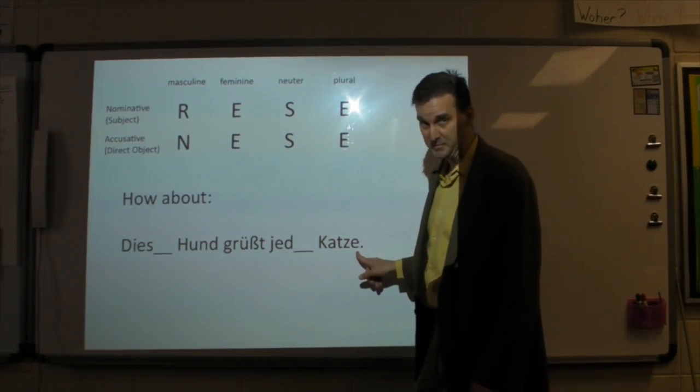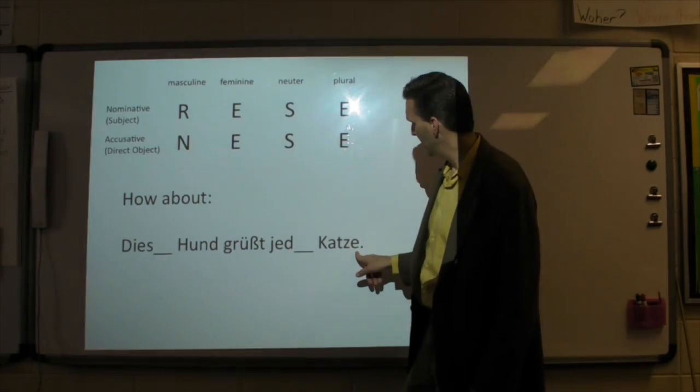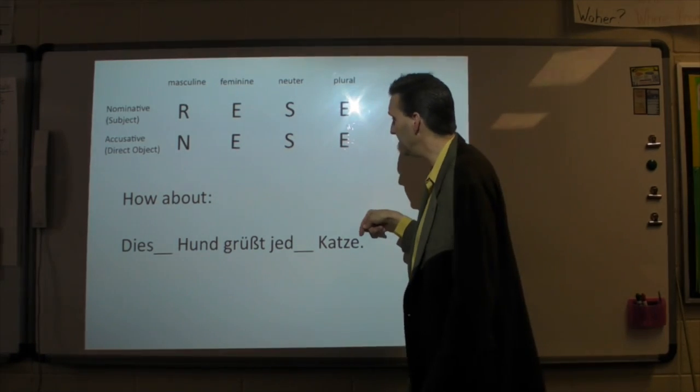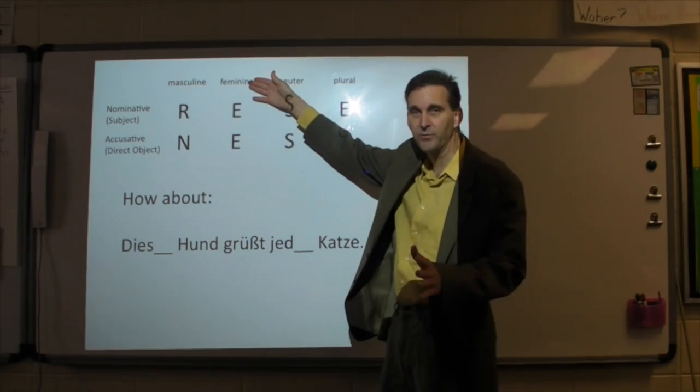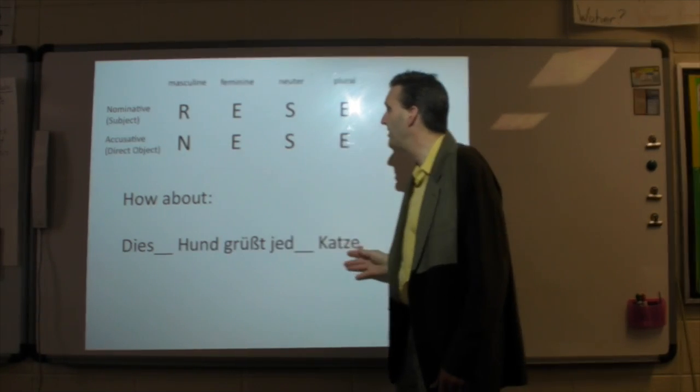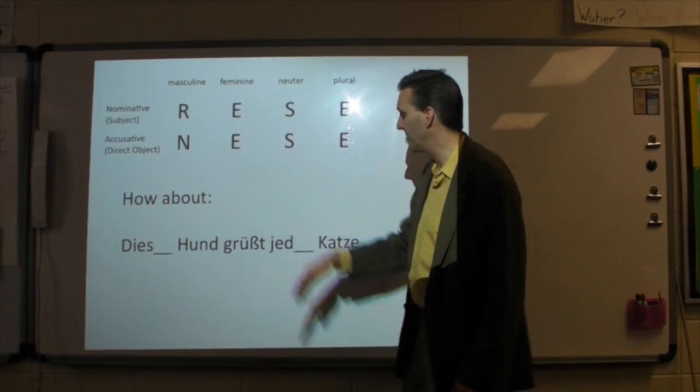So what's your guess going to be of the gender? Gender is going to be feminine, and that's a good guess. That is correct. If you see the E on a noun, guess feminine, you get it right 9 out of 10 times or better. Okay? So, but how is it functioning? Is it the subject or the direct object?